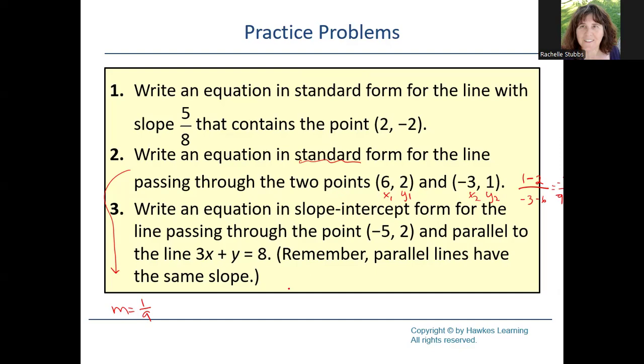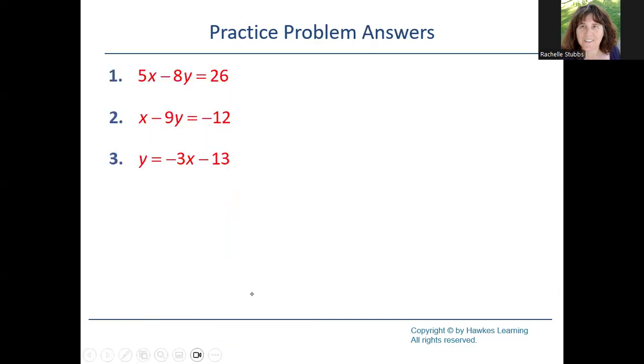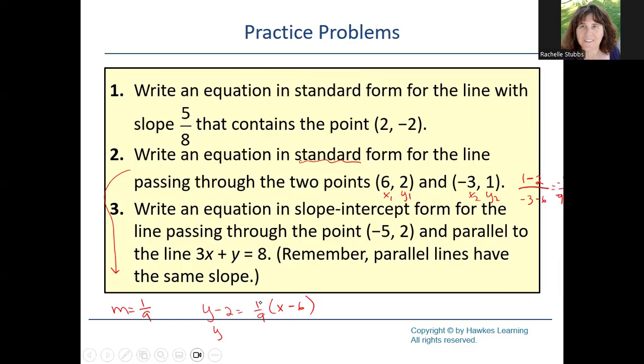And then I'm going to put it into the formula. I'm just going to use y minus 2 is equal to 1/9 times x minus 6. And now I'm going to distribute that through. Sorry, y minus 2. We're a little low on the paper here. Equals 1/9 x minus a negative 6 over 9, which would be a negative 2 over 3. But let's keep it a negative 6 over 9.